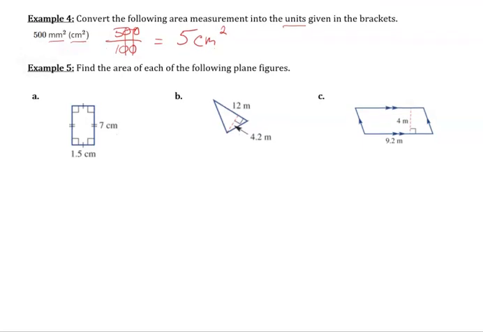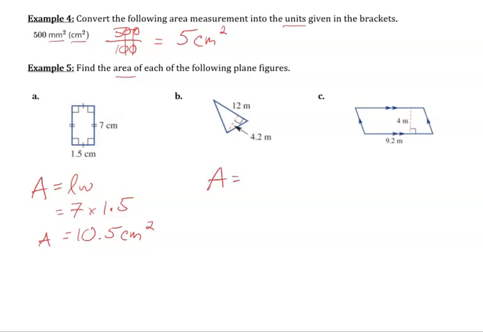For this one, find the area of each of the following. So area is the area inside. For this one, we get length times width. 7 times 1.5, or 1.5 times 7, doesn't matter which one. And that gives us our area equals 10.5 centimeters. And what kind of centimeters? Centimeters squared. Now we have a triangle.